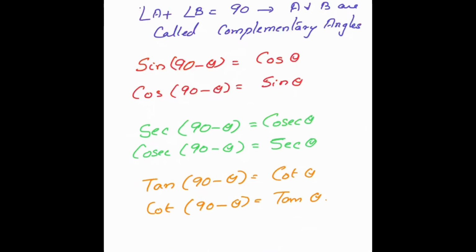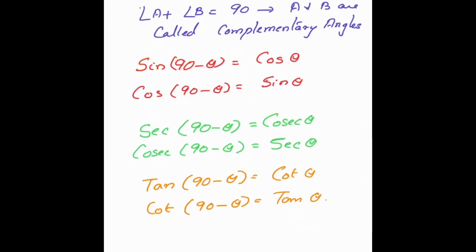Now coming to complementary angles. If the sum of 2 angles is 90, then the angles are called complementary angles. Now we are going to deal with only 90 minus theta for your 10th standard syllabus. All the angles 90 minus theta will lie in the first quadrant, so all the values will be positive here.